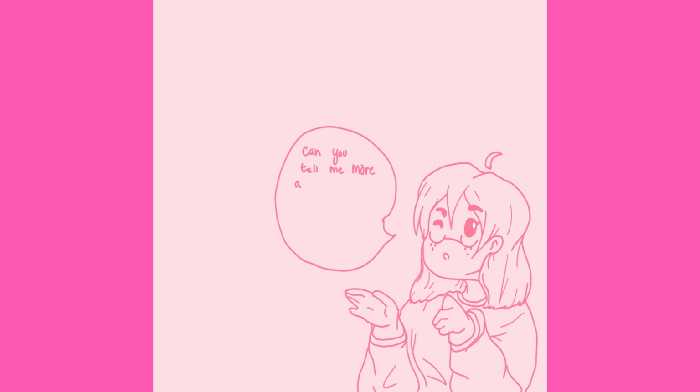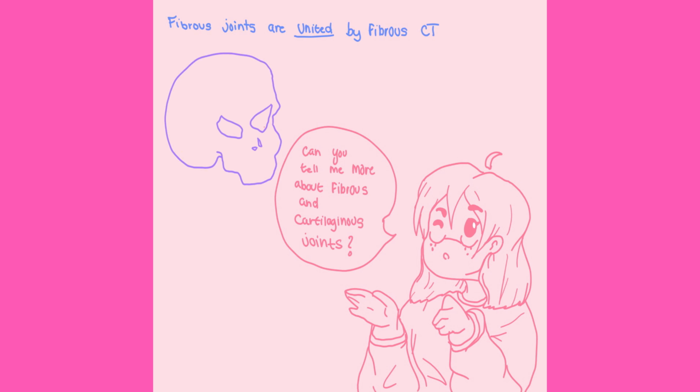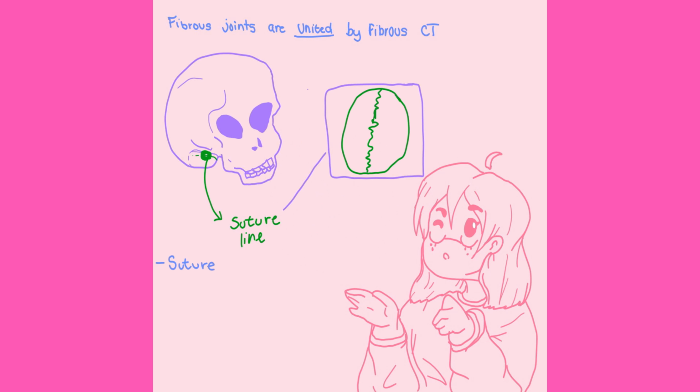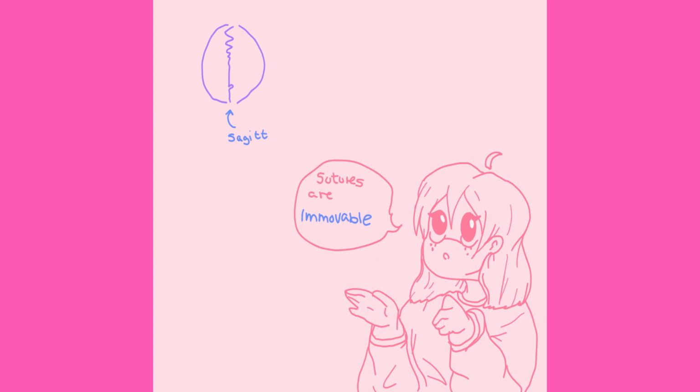Can you tell me more about fibrous and cartilaginous joints? Sure thing. Fibrous CT unites fibrous joints. This is an example of a suture, which is a type of fibrous joint that is only found in the skull. Sutures are filled with a thin layer of fibrous tissue called the sutural ligament. They are considered immovable except during childbirth and early childhood.